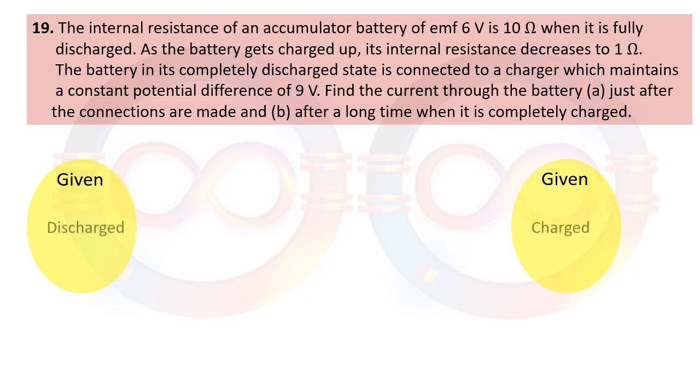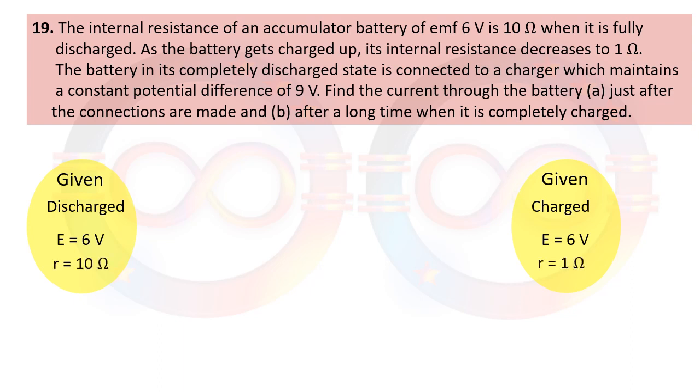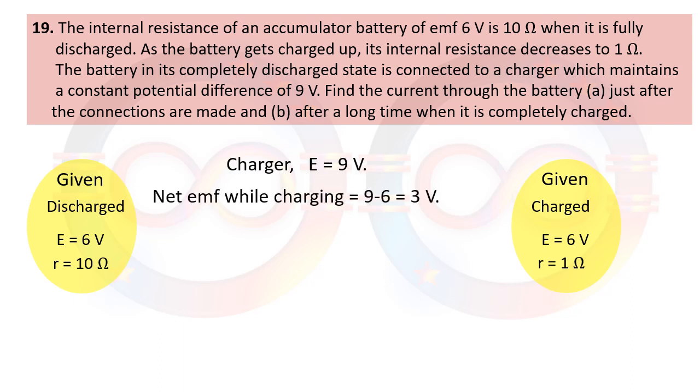So let us take the given part for two conditions, discharged and charged. E is equal to 6 volt, E is equal to 6 volt, r is equal to 10 ohm and then r is equal to 1 ohm. The potential difference in both cases will be 3 volt. In the first situation, the current is 0.3 ampere, as potential difference upon resistance, that is 10 ohm when it is completely discharged. In case of charged, the internal resistance decreases to 1 ohm, so the current will be 3 ampere.